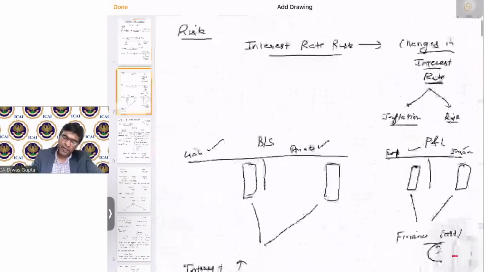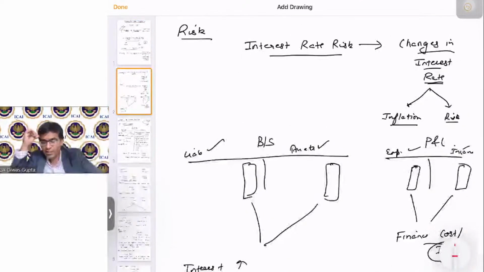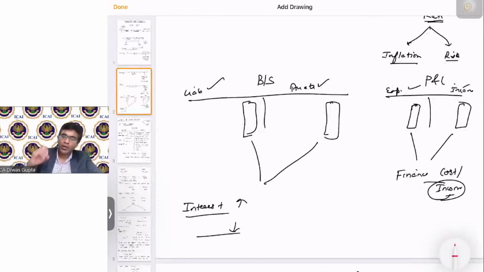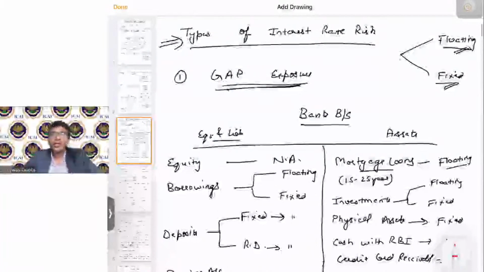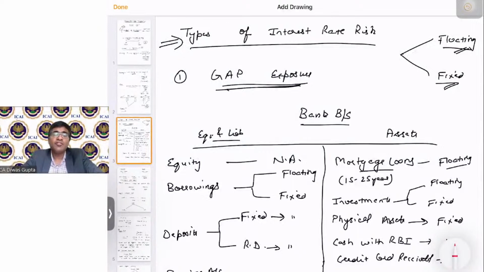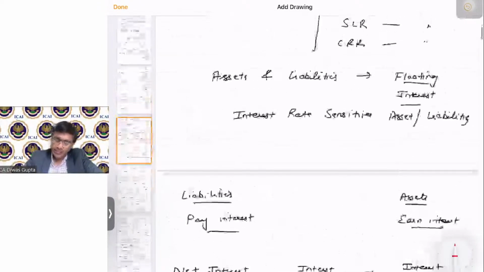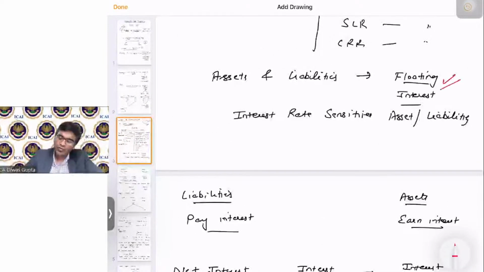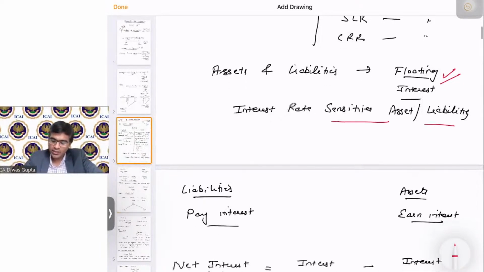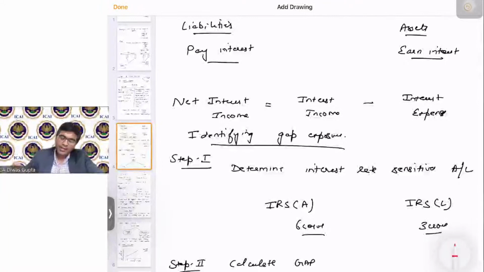Then we also studied what impact changes in interest rate will have on the balance sheet and P&L, which is a micro level impact. Then we also studied what are different types of interest rate risks. In this, the very, very important part was on the gap exposure, because here we understood that there are some assets and some liabilities which are related to floating interest rates. Those are called interest rate sensitive assets and interest rate sensitive liabilities.